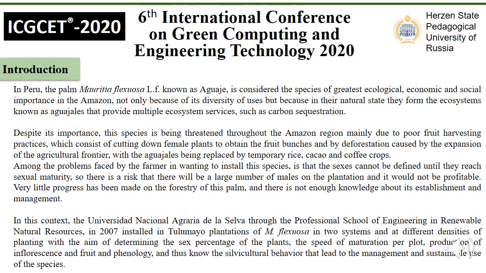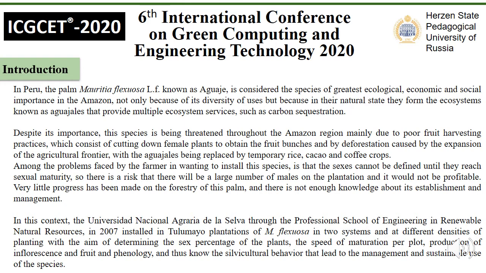Introduction. In Peru, the palm Mauritia flexuosa (LF), known as aguaje, is considered a species of greatest ecological, economic, and social importance in the Amazon, not only because of its diversity of uses, but because in its natural state it forms ecosystems known as aguajales that provide multiple ecosystem services, such as carbon sequestration.